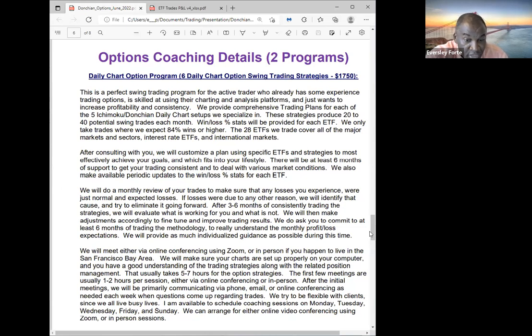If you're in the Bay Area, I can meet with you in person. If you want to work with me in person, you have to road trip to Santa Clara. Otherwise, it's Zoom. You have to commit to 3 to 6 months of trading. If you can't commit to 3 to 6 months of trading, this will not work for you, because you have to see how the wins and losses play out.